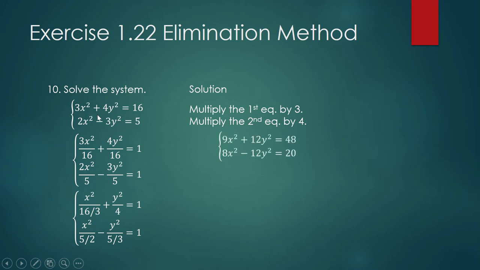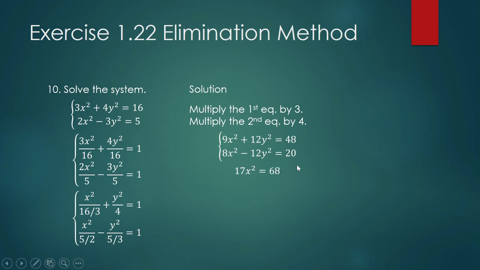If I were to multiply the first equation by 3, this becomes 9x squared. This one becomes 12y squared. 3 times 4 is 12. And 16 times 3 is 48. How about the second equation? I will multiply it by 4. Okay, so this one becomes 4 times 2 is 8. This one becomes negative 12y squared, and 4 times 5 is 20.